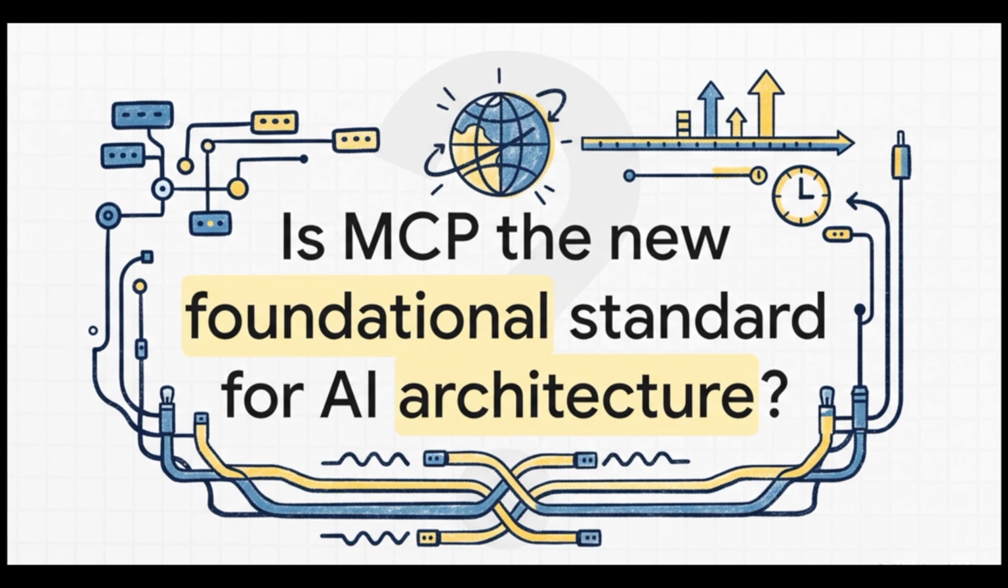Which leaves us with one final big question to chew on. As these AI agents become more and more woven into every piece of software we build, could the Model Context Protocol become the new foundational standard for AI architecture? I mean, could it be as essential as something like HTTP is for the web? Look, only time will tell for sure, but it is absolutely one to keep a very close eye on.